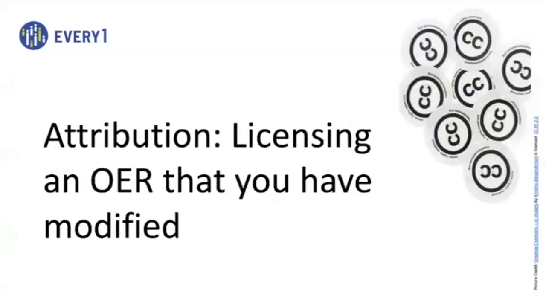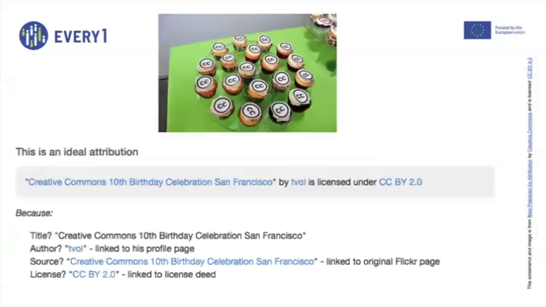So how do we attribute open educational resources that we've modified? I'm going to walk through a couple of examples here. Some of them, if you're familiar with part 2 of this video series, you would have seen before, but hopefully it'll be a nice refresher as well.